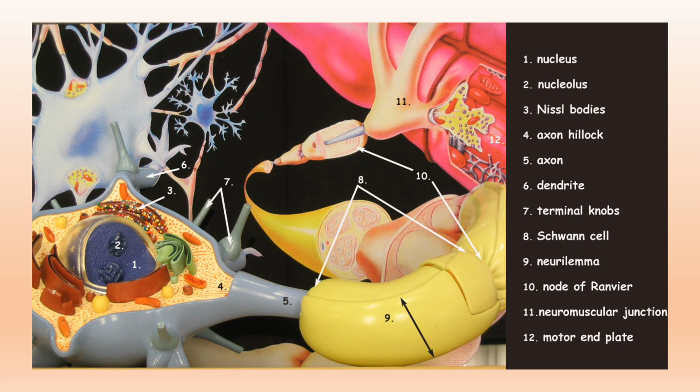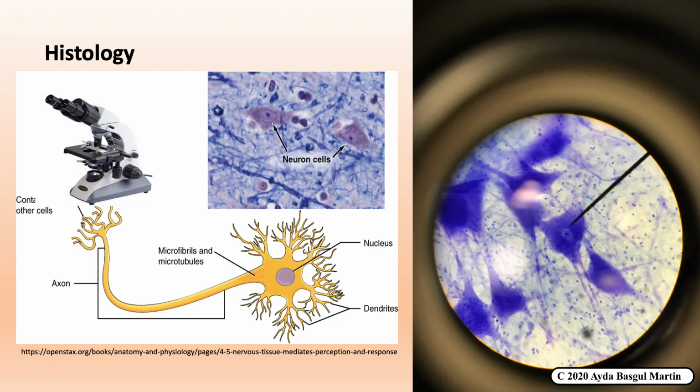Again, another model, we can see 1 nucleus, 2 nucleolus, 3 rough endoplasmic reticulum, 4 axon hillock, 5 axon, and 6, as you may see, dendrites, 7 terminal knobs, 8 Schwann cell, 9 neurolemma, 10 node of Ranvier, and 11 neuromuscular junction, because this neuron communicates with a skeletal muscle, and 12 motor end plate.